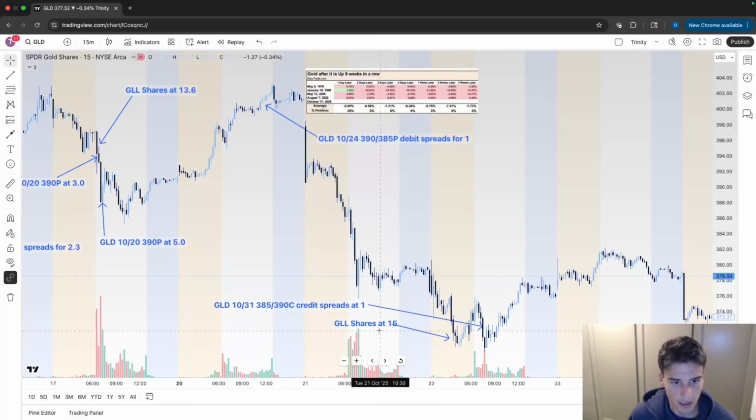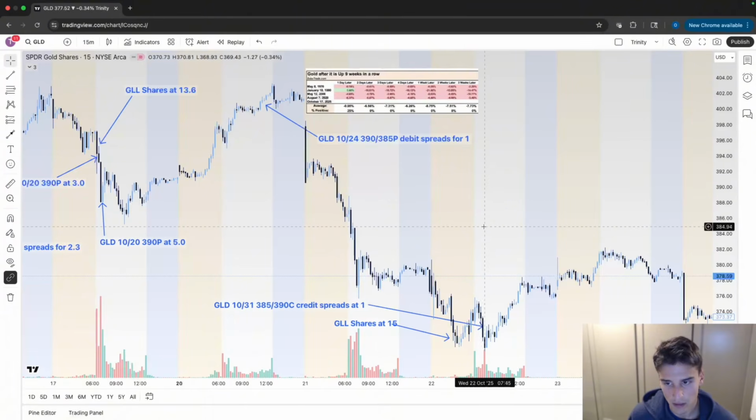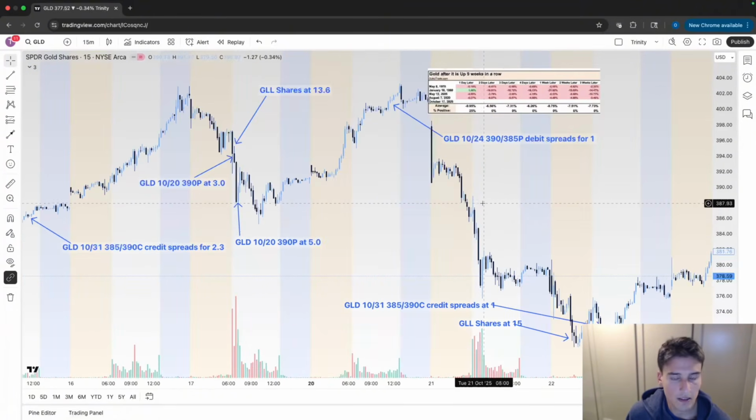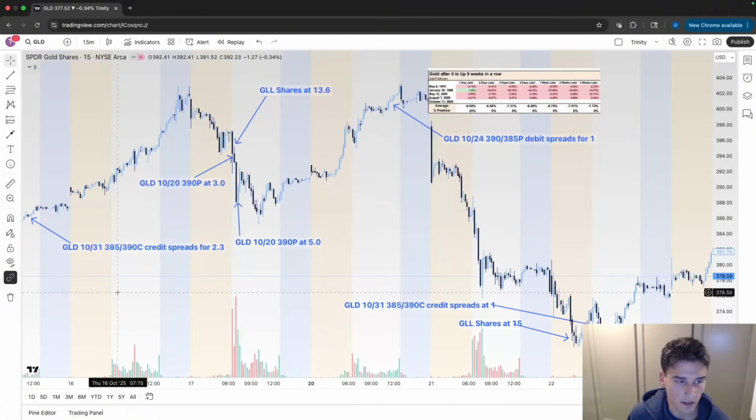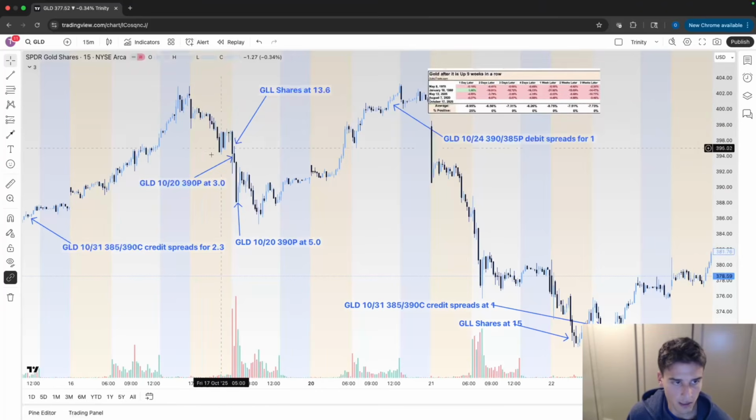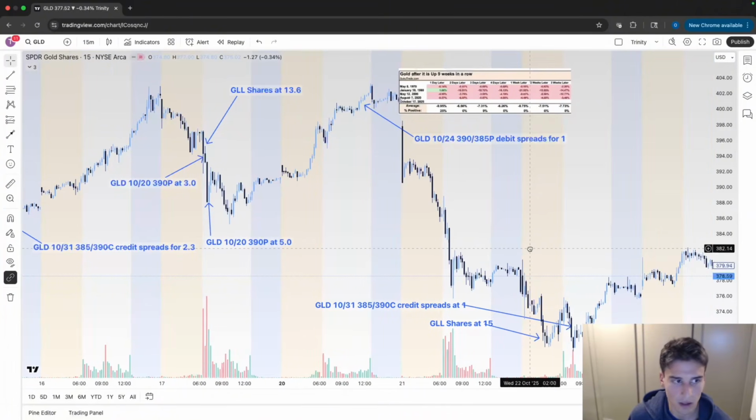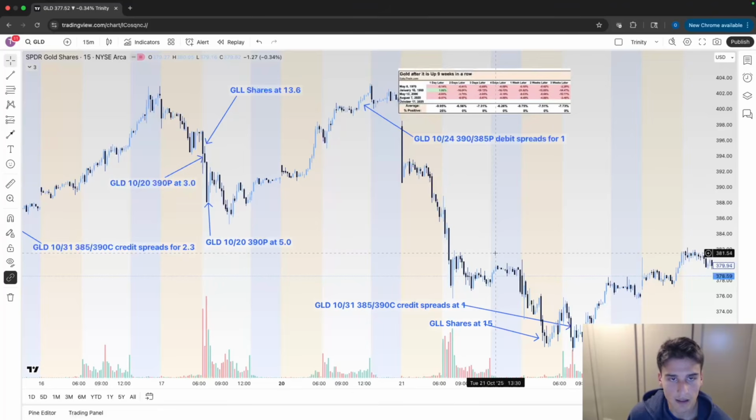And then we also got a chance to close out our GLL shares at 15 from 13.6, which is a really good move on just stock, right? Okay, so between the variety of trades we took, short calls, long GLL shares, long naked puts, long debit spreads, there's a variety of ways to trade this after a parabolic run on gold, if you knew what to look for and you had data to support it, right?